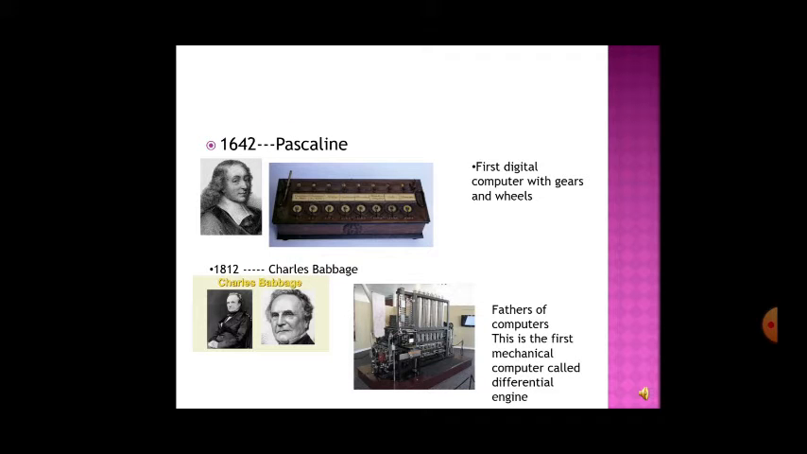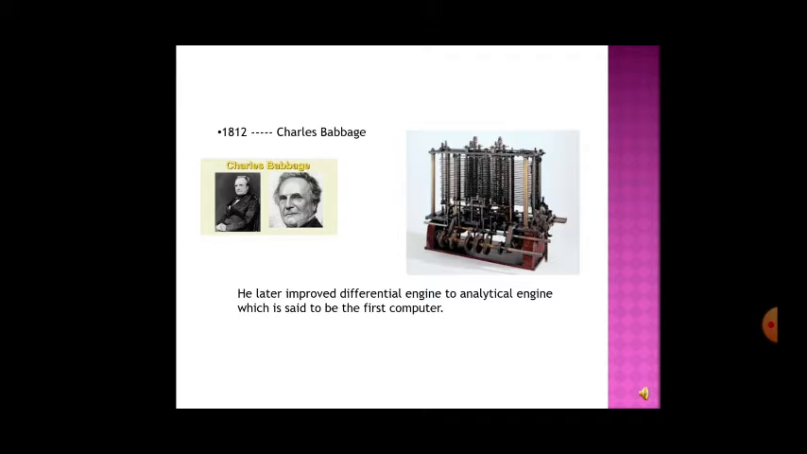So next is 1642, Blaise Pascal introduced Pascaline. It was the first digital computer with gears and wheels. In the image you can see the gears and the wheels. Using this they used to calculate the numbers. Now in 1612, Charles Babbage, who is also called the father of computers, introduced the first mechanical computer called the differential engine. Later he improved the differential engine to the analytical engine, which is said to be our first computer. You can see in the image our first computer.